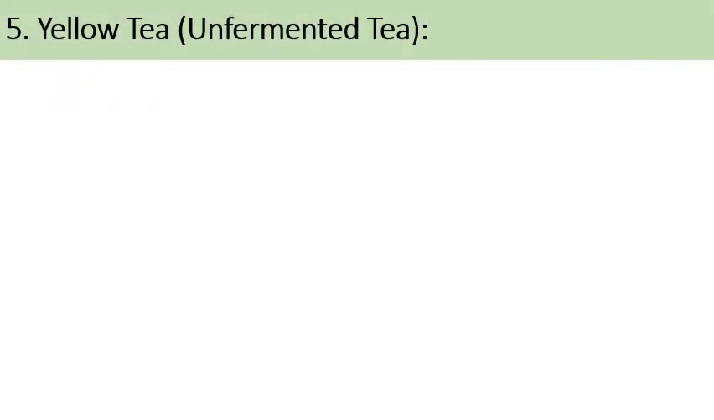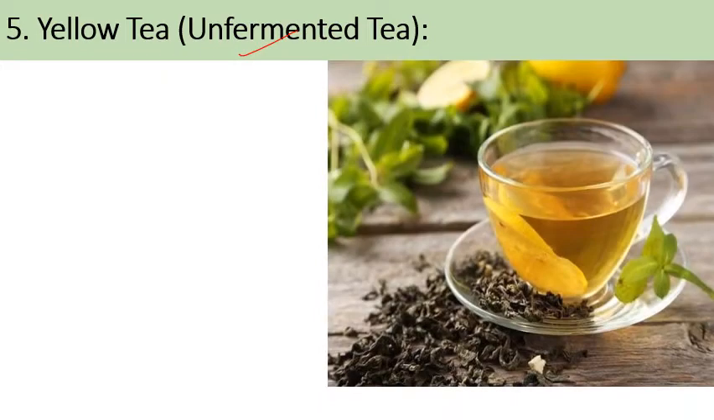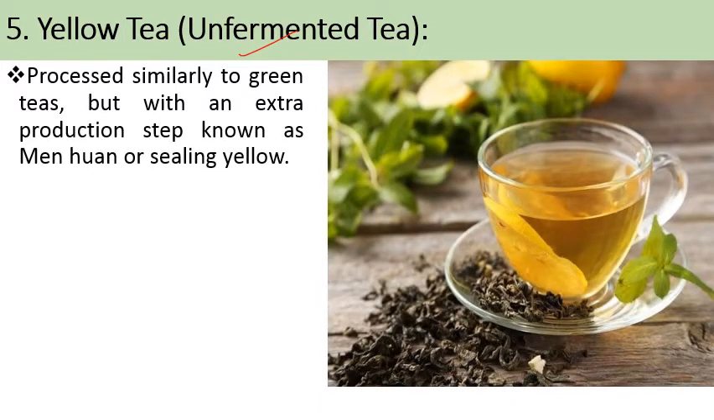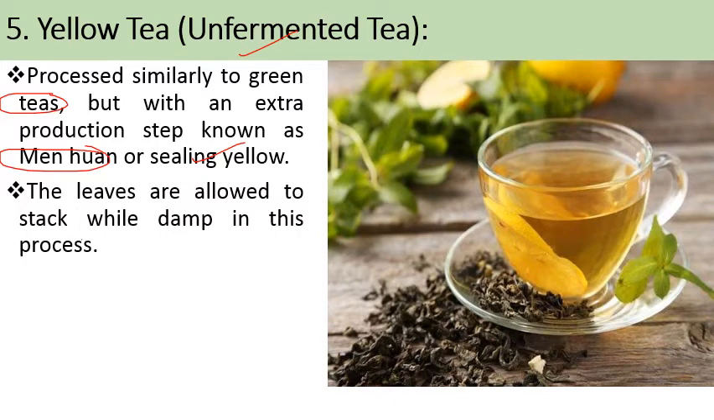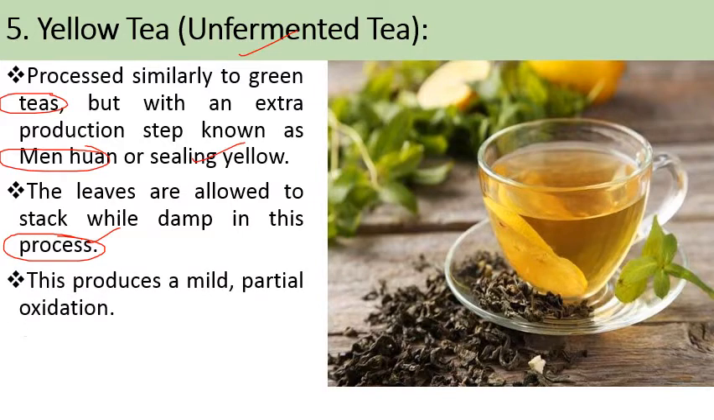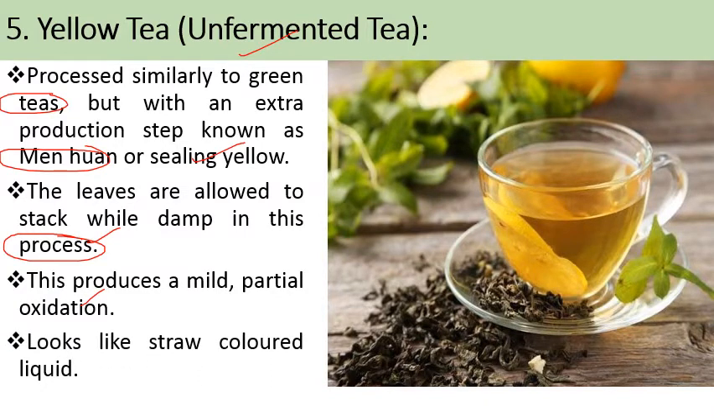Next comes yellow tea or unfermented tea. This tea is processed similar to that of green teas, but with an extra production step known as manhuan or sealing yellow. So this step is additional step from that of green tea processing. The leaves are allowed to stack while damp in this process. जो leaves हैं उन्हें एक दूसरे के ऊपर stack रहने दिया जाता है for longer duration. So it will undergo mild or partial oxidation process. This tea gets its name as it looks like the straw colored liquid. Straw की तरह जो color है वैसा इस liquid का color होता है. That's why this is known as yellow tea.